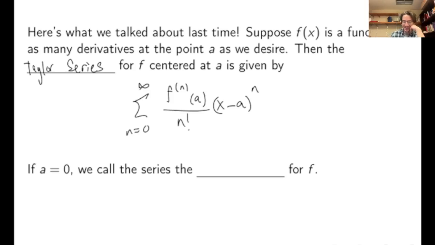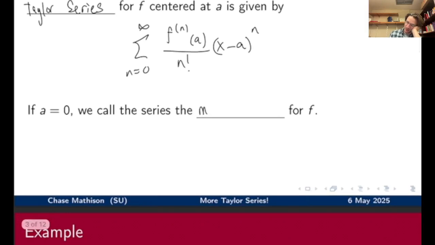Now notice, technically I haven't written f of x equals this. For most functions, it will be the case that f of x equals this thing on the interval of convergence. There are some weird, nasty functions where that's not true, where you only get convergence at a. For most functions, this is equal to the function for which you're finding the Taylor series. And if a equals 0, we call the series the Maclaurin series for f.